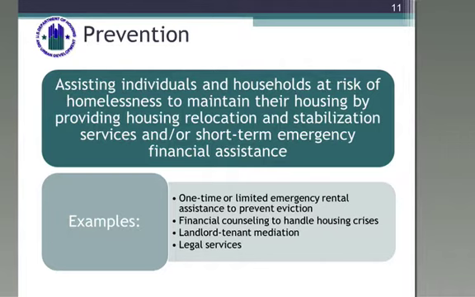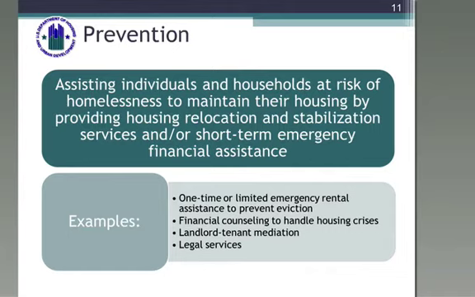Let's talk about these components in more detail. Prevention. Prevention activities aim to assist individuals and households at imminent risk of becoming homeless to maintain their housing through stabilization services and/or emergency financial assistance. Prevention also encompasses discharge planning in coordination with mainstream agencies such as health, mental health, foster care, and the justice system to ensure that these agencies are helping clients locate and secure housing upon discharge from the institution.